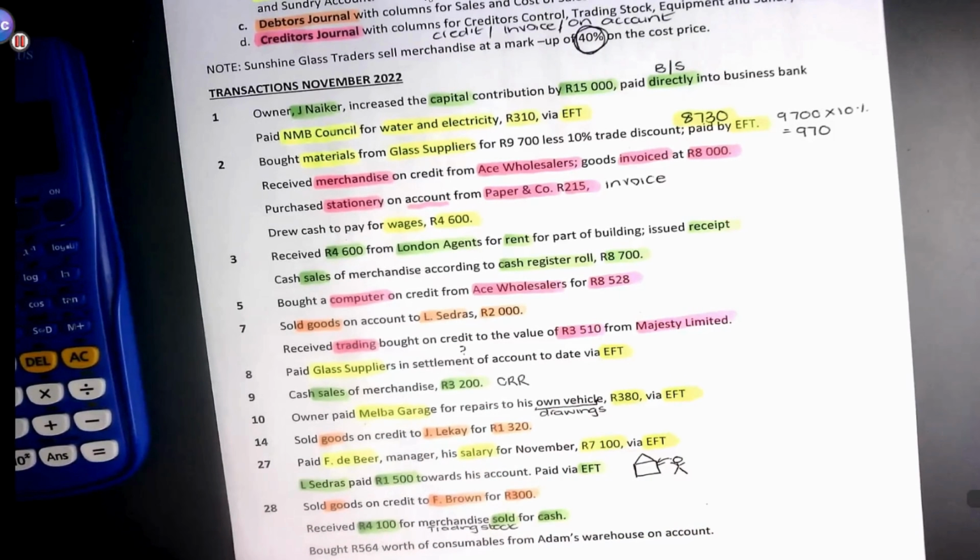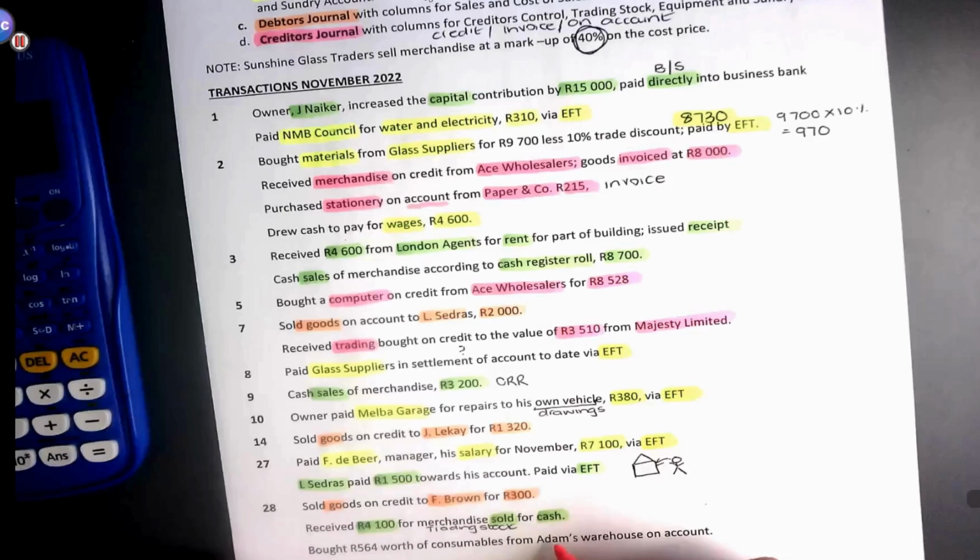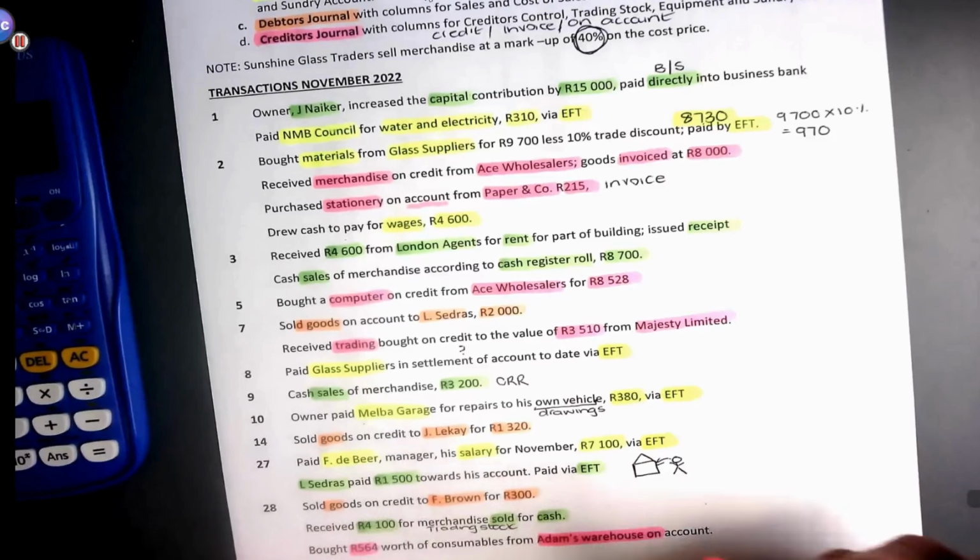And lastly, you bought 564 Rands worth of consumables from Adam's warehouse on account. So you as the business bought from another business on account. So that is going to be a creditor's journal, and you've purchased consumables.